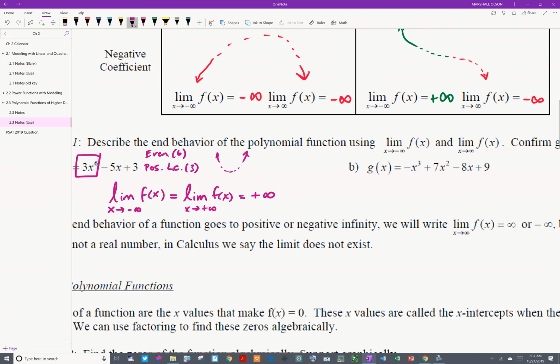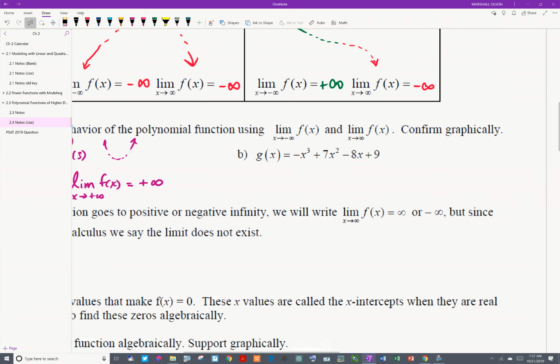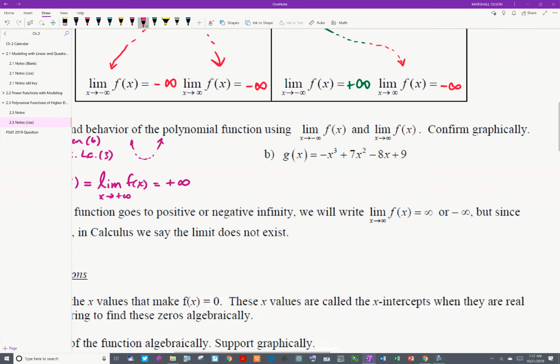Got to get used to limit notation. It's not going away. It's going to get heavier and heavier as the year goes on. We'll take a break from it for a while, but then it'll come back when we start doing our calculus stuff. So take a second and do a little sketch next to example B there to show what you think that this thing is going to look like, this negative x cubed. Doesn't have to be perfect, just a sketch of what the end behavior looks like.